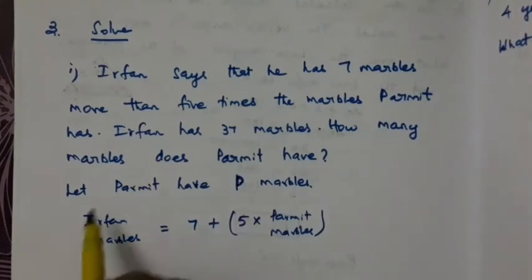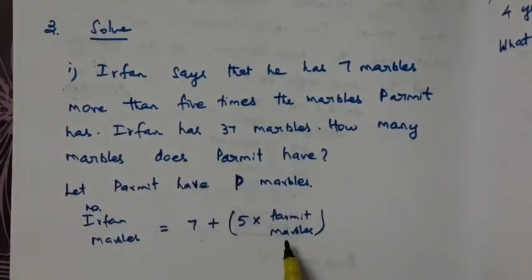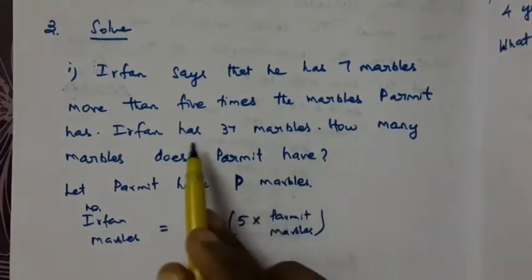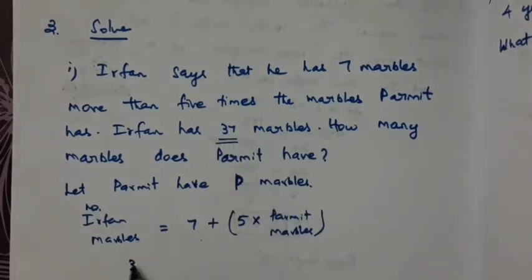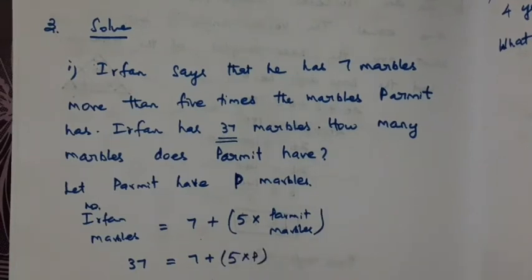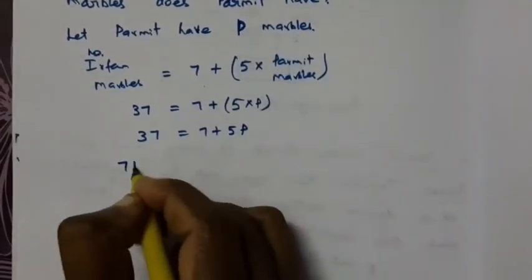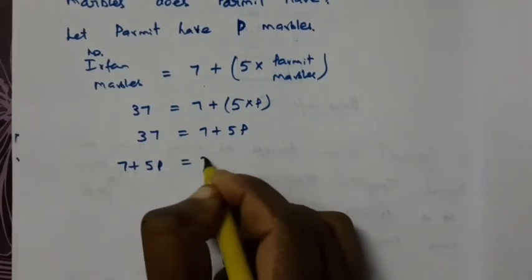So the number of Irfan's marbles is 7 more than 5 times Parmit's marbles. Irfan's marbles are 37. So 37 equals 7 plus 5 times Parmit's marbles. Let Parmit have P marbles. So 5 multiplied by P is 5P, and 7 plus 5P equals 37.